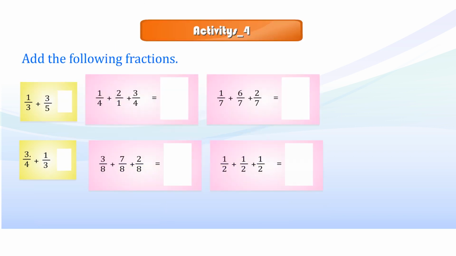1 by 3 plus 3 by 5. 1 by 4 plus 2 by 1 plus 3 by 4. 1 by 7 plus 6 by 7 plus 2 by 7. 3 by 4 plus 1 by 3. 3 by 8 plus 7 by 8 plus 2 by 8. 1 by 2 plus 1 by 2 plus 1 by 2.